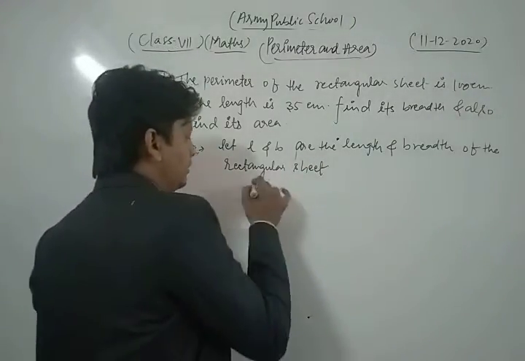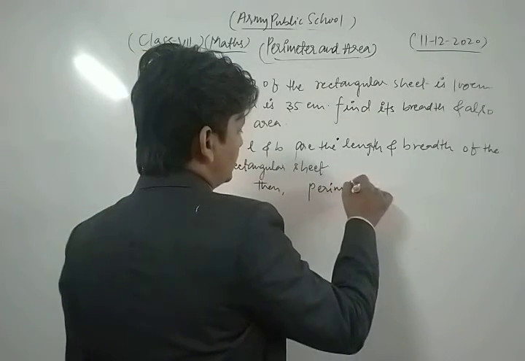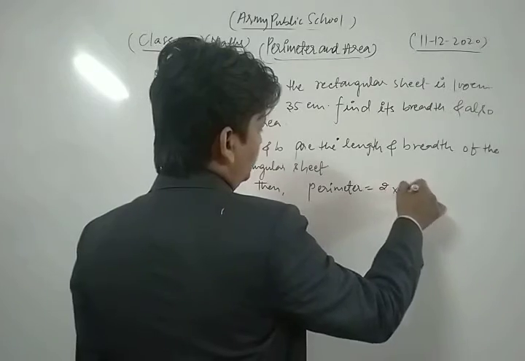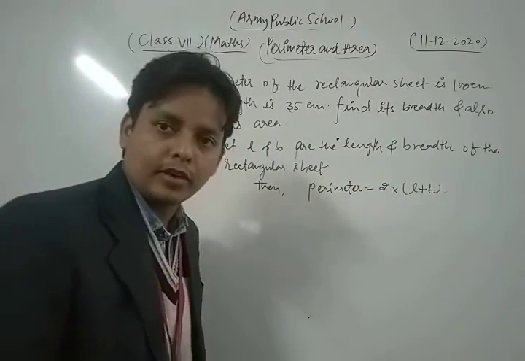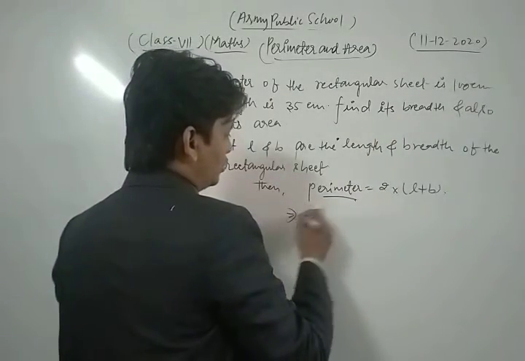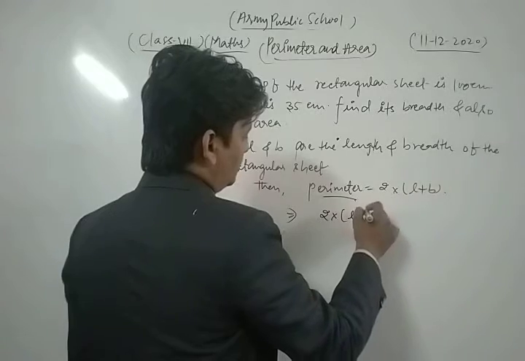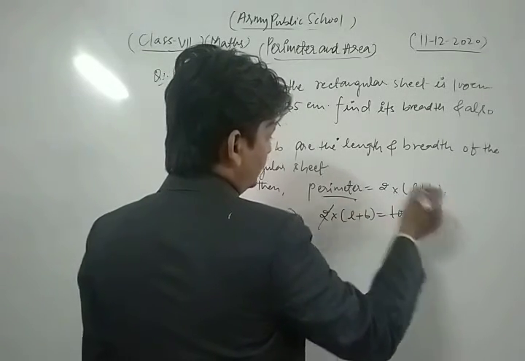Then its perimeter will be 2 into (length plus breadth). This is the formula for the perimeter of a rectangle. Now we put the value of its perimeter, which is 100. So 2 into (L plus B) is equal to 100, that is 50.